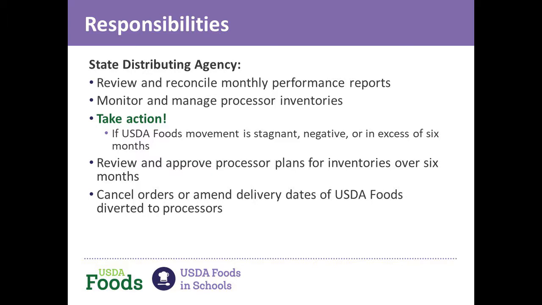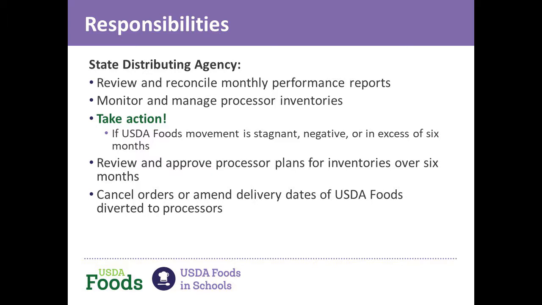SDAs must take action if USDA foods movement is stagnant, negative, or in excess of 6 months. SDAs must also review and approve processor plans for inventories over 6 months, cancel orders, or amend delivery dates of USDA foods diverted to processors.